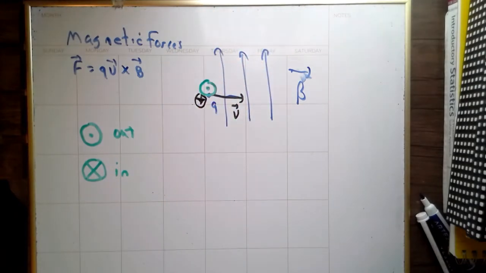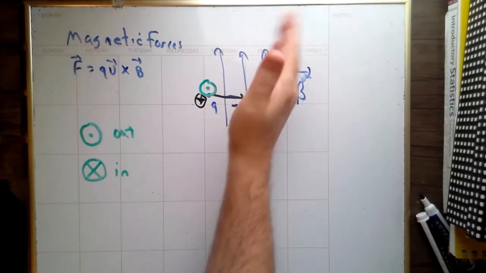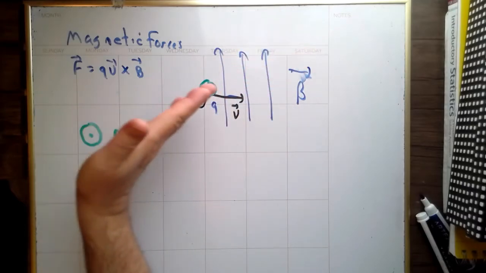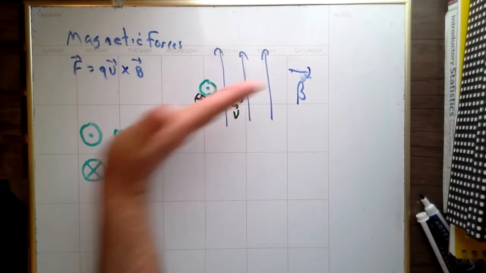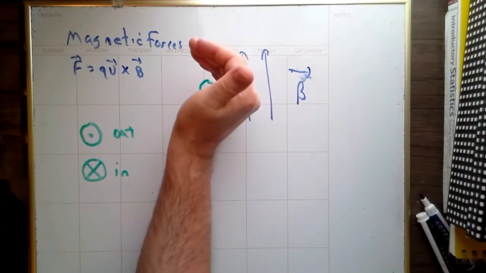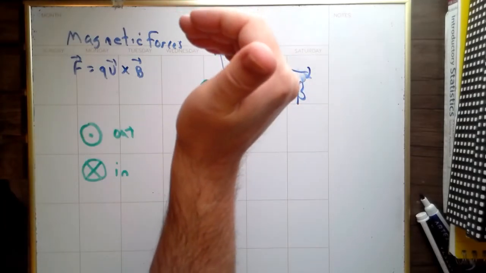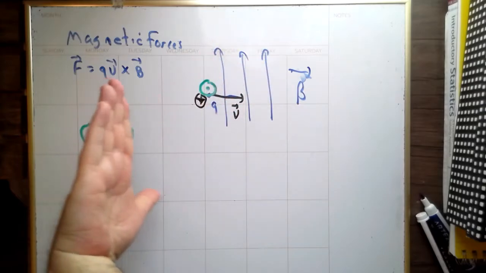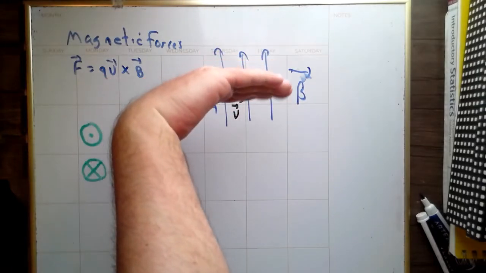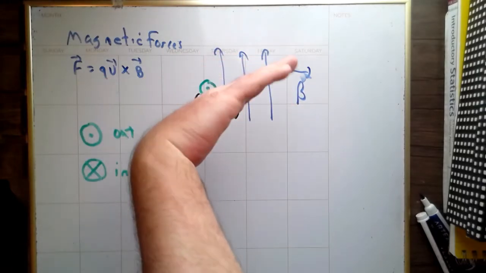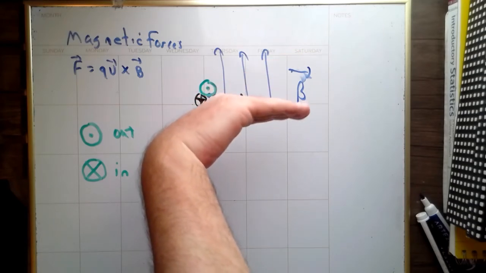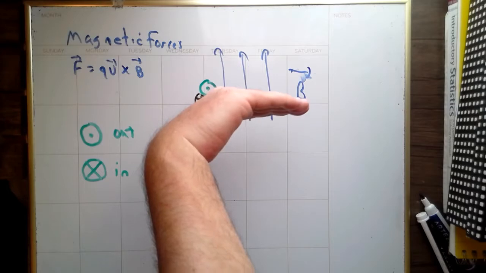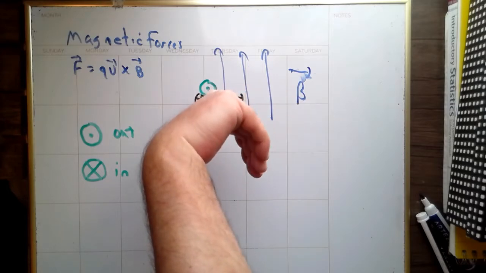Or another way to do this is the curly method. So point your fingers along V, curl toward B. V cross B is F. See, if I had my hand like this, V, and I try to curl them, I'm curling away from B. V, curl toward B. Oh, that didn't work.